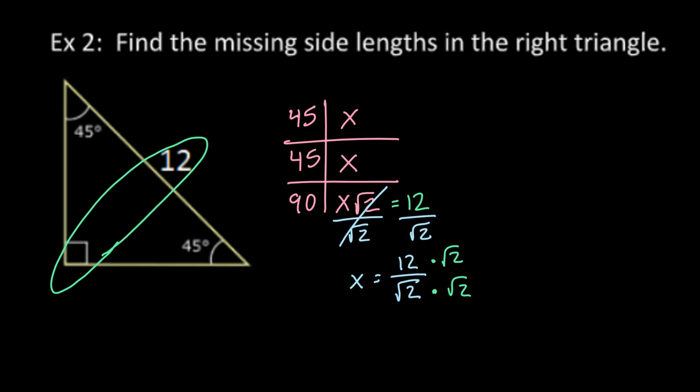Because what is the square root of 2 divided by the square root of 2? 1. Square root of 2 times square root of 2 is 2. So 12 times the square root of 2 is just 12 square root 2. And what is the square root of 2 times the square root of 2? And what are you left with? Just a 2.